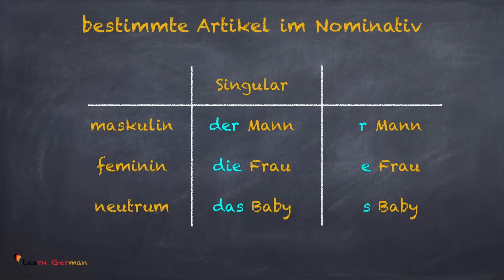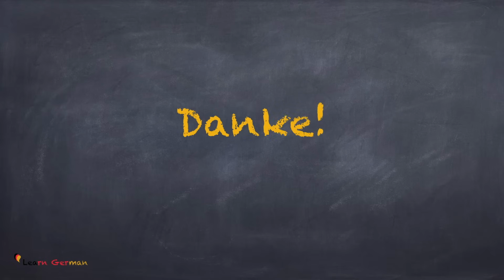A simple way to learn these articles is by just writing R for der, E for die, and S for das. Well, as mentioned, all nouns have an article, and the only way out is to always learn these articles. The best would be whenever you learn a new word to learn the article with it. In the next chapters, we'll be doing the other kinds of articles, so stay tuned.